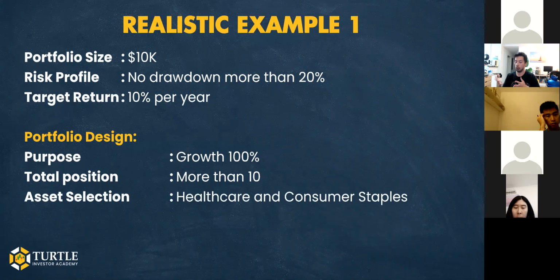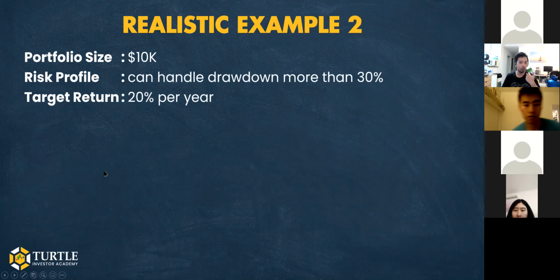In terms of asset selection, for this portfolio we look more around healthcare and consumer staples. When I say healthcare and consumer staples, it doesn't mean the whole portfolio is just these two. It means you will have more weighting, so you have more of your money in these two sectors. Make sense? Cool.